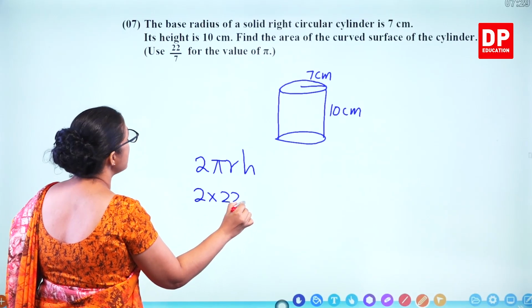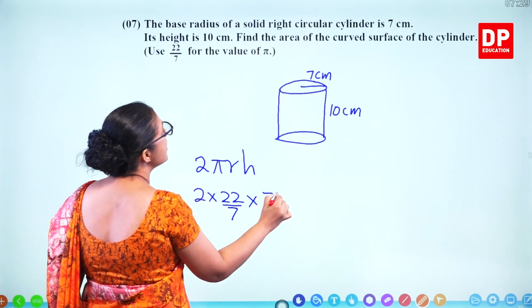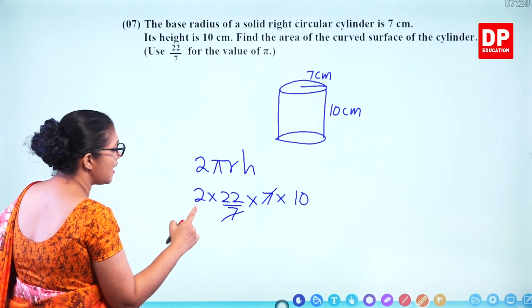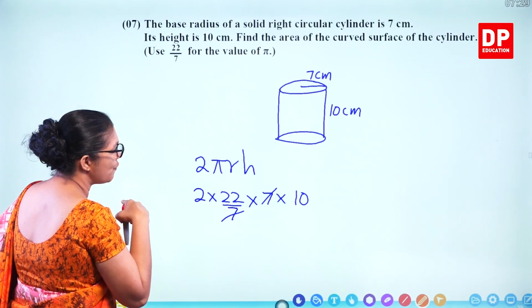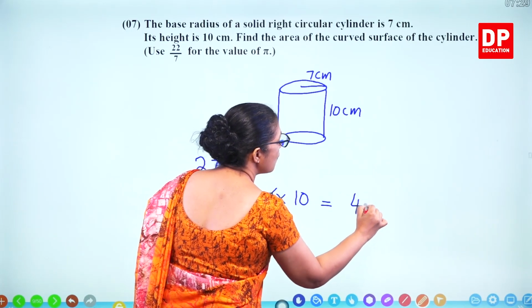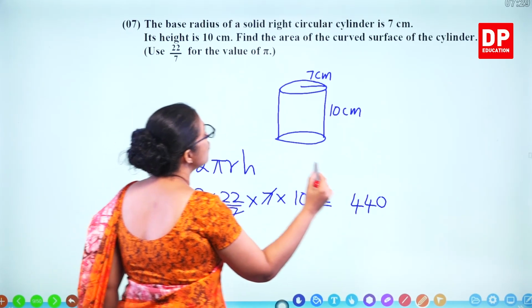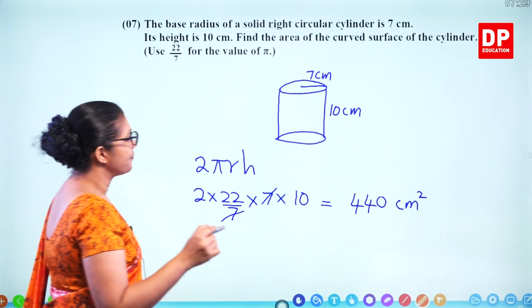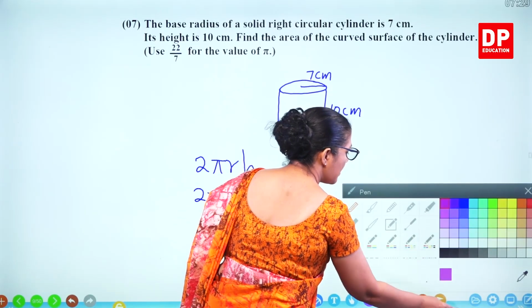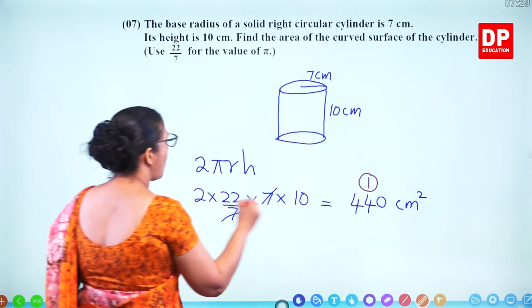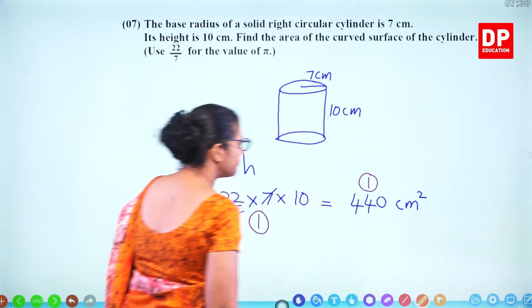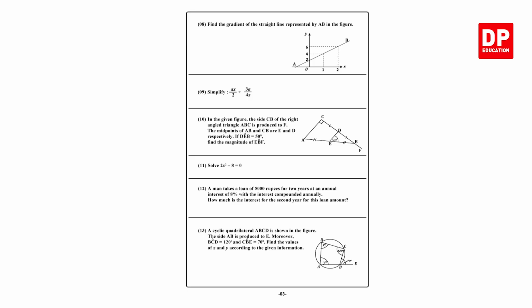2 pi, you can take 22/7. R is 7. Height is 10. 7 get cancelled out. 2 times 22, 44. So you get 440 square centimeters because this is an area. So 2 marks again. 1 mark here. 1 mark for this method. Now you can try question number 8 to 13.